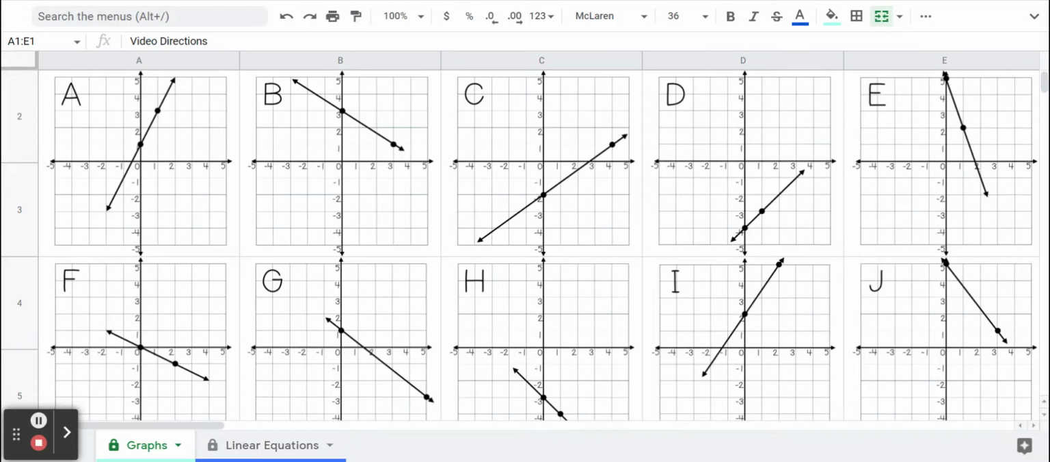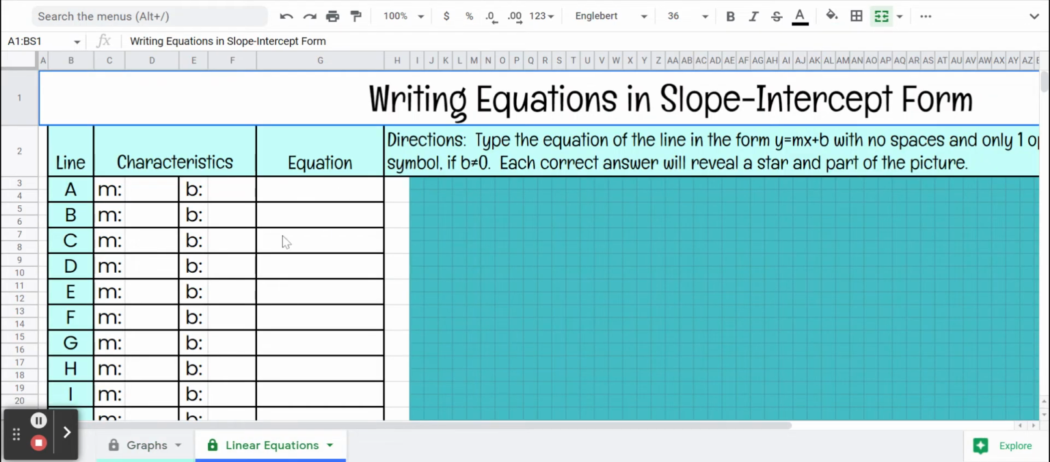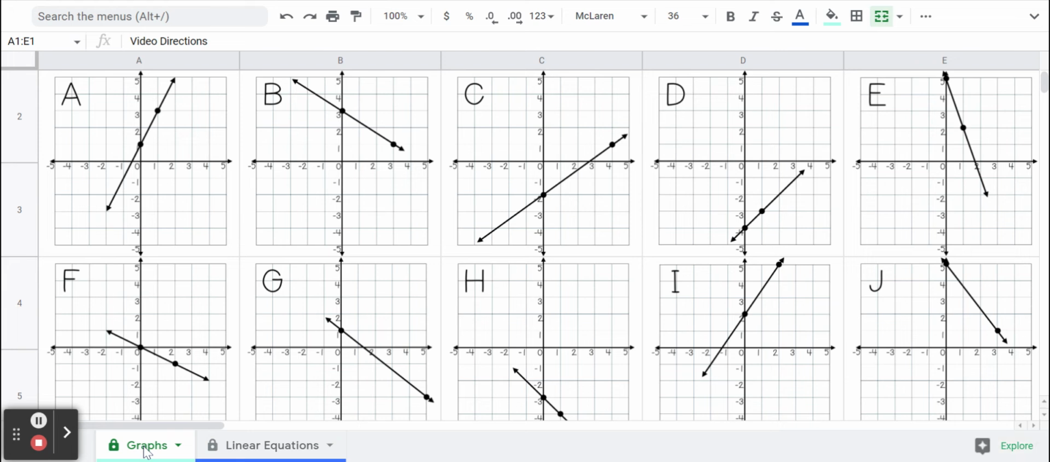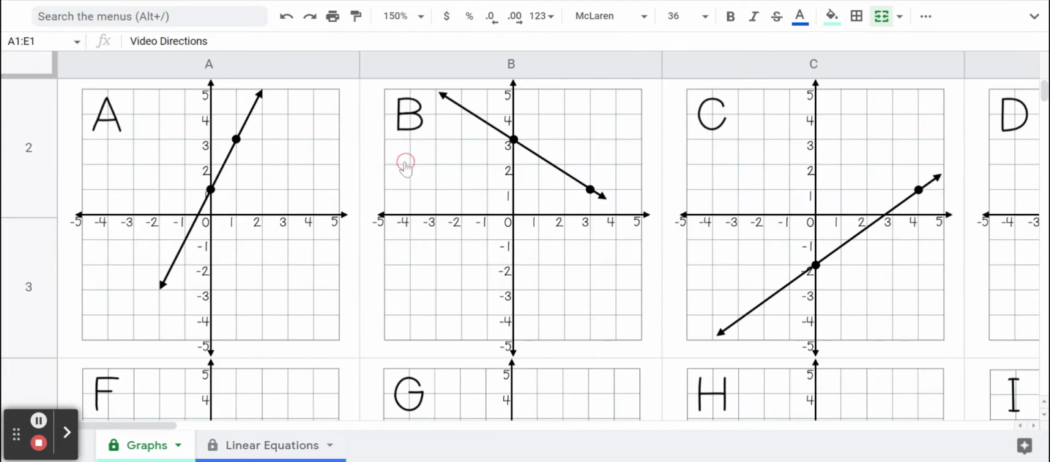Today you are going to write the equation of lines. There are two tabs on the bottom, one with the graphs and the other with the place where you're going to write the equation. So let's start out with the graphs. If it is hard for you to see, you can go up here and there is a zoom button and you can zoom in a little bit to make it easier to see.